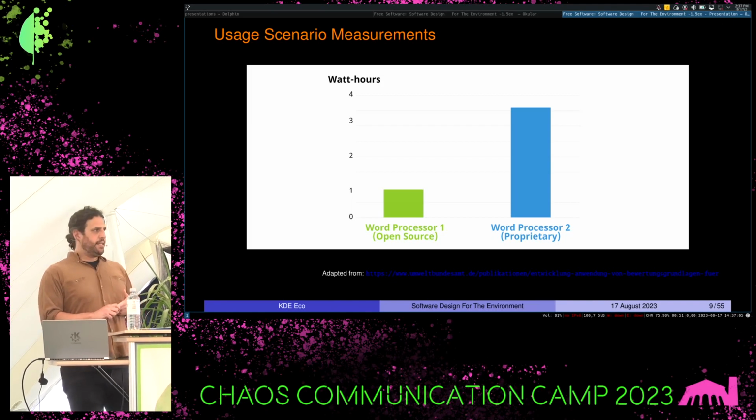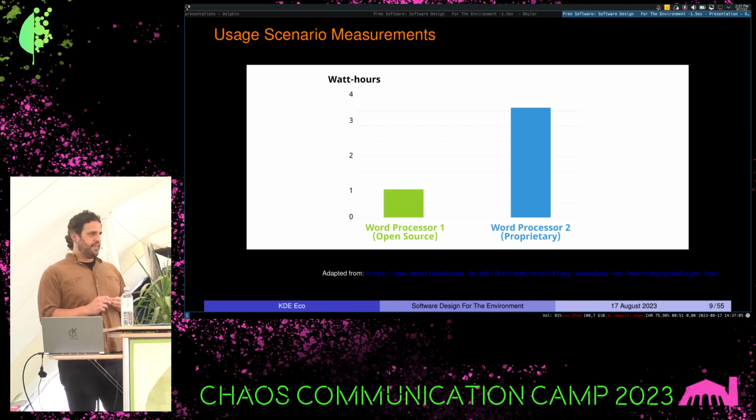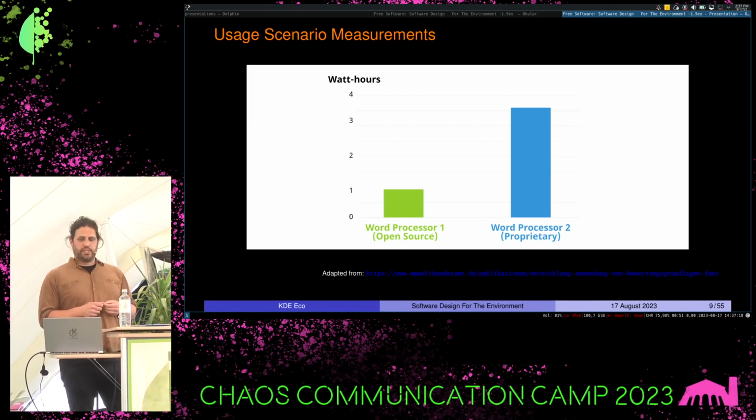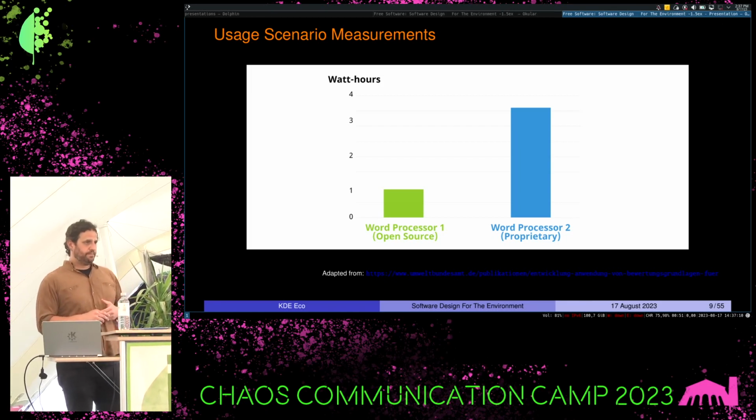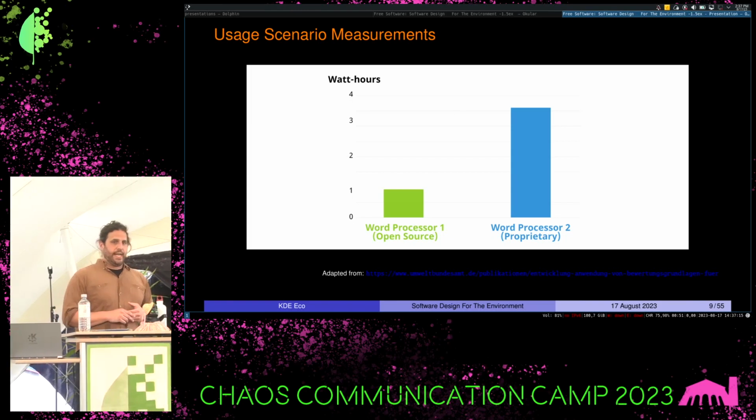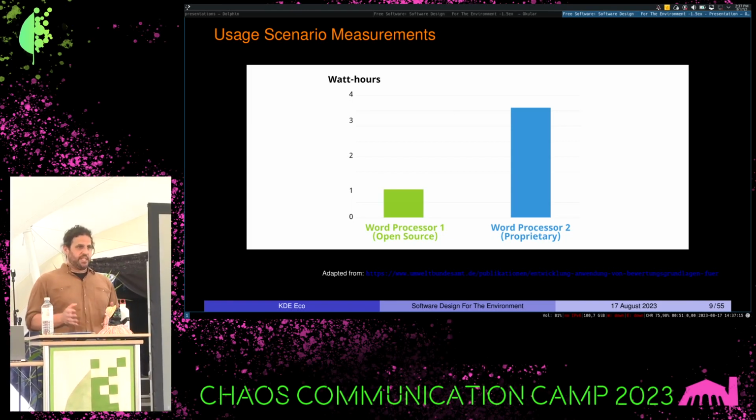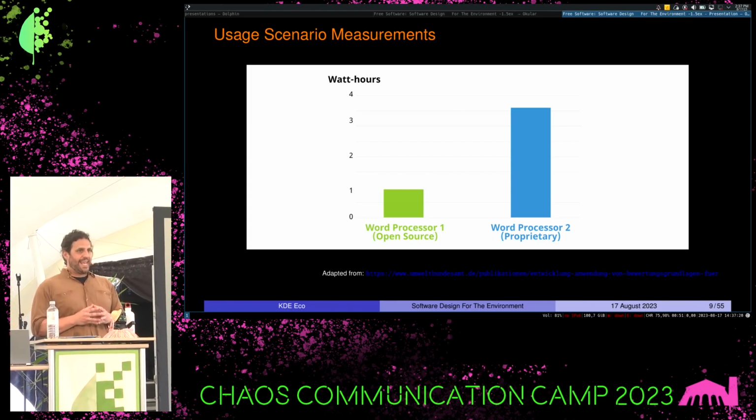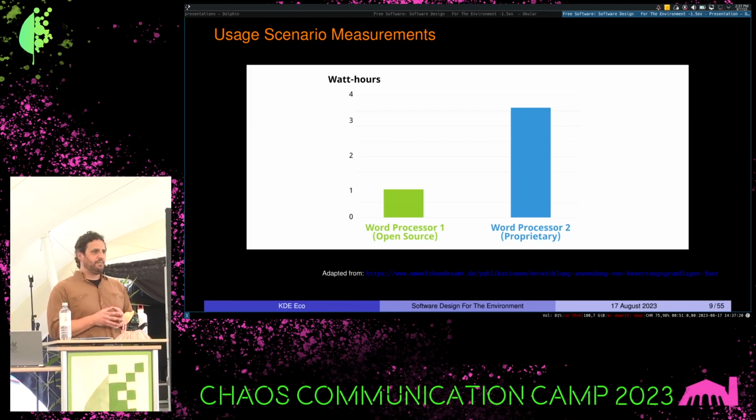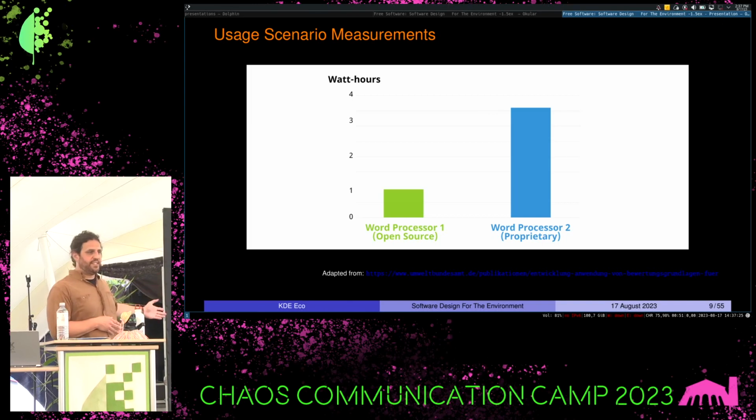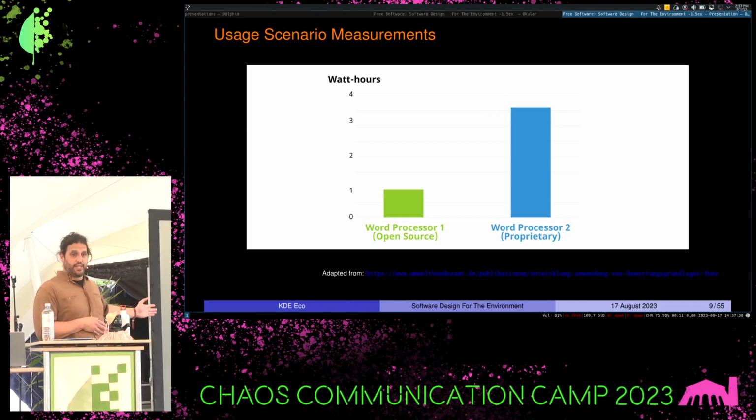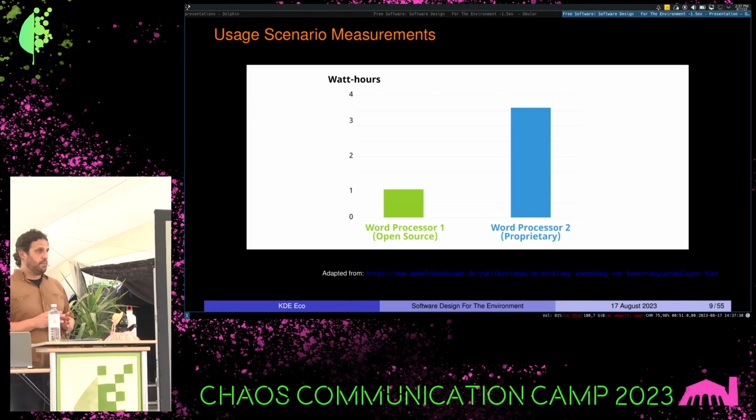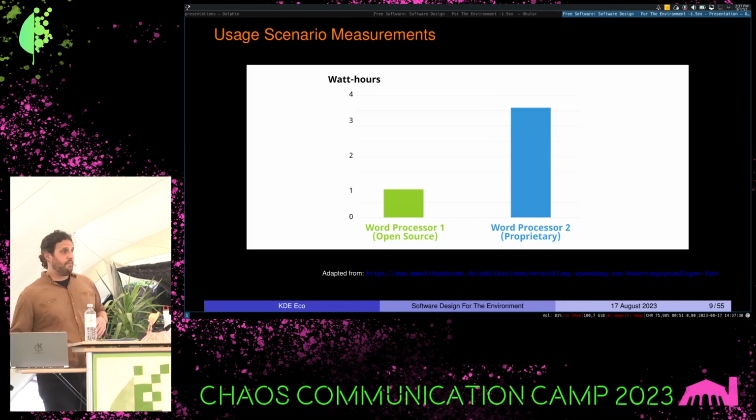And as you can see here, to do the exact same thing, to achieve the same result, Word Processor 2 consumes about 4 times the energy. Okay, for an individual, this may not make much of a difference. But you can't think of software's energy consumption on an individual basis. Word processors are in every office, in every university, on everyone's computer. People are using it globally all the time. If you think about these numbers, when you scale it up, they add up very quickly.